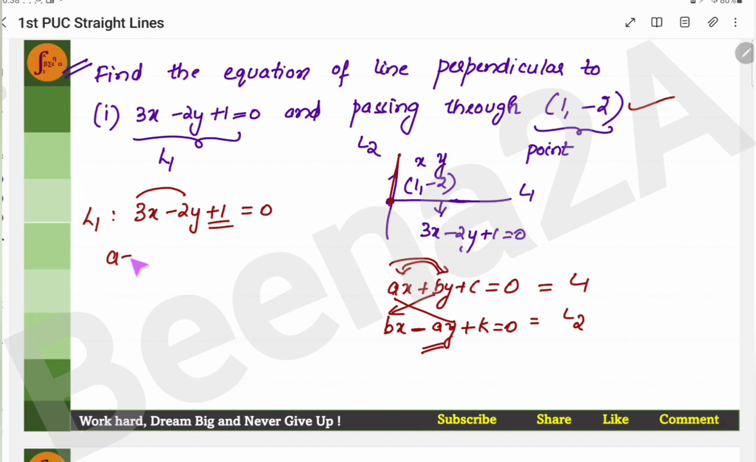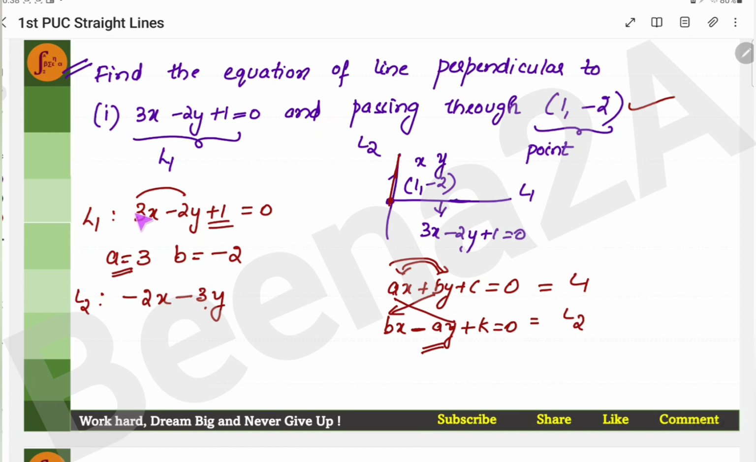So here we'll first put a. a is equal to 3. b is equal to -2. Right? So now what will be the equation of L2? Let me reverse a and b. So it should be bx. So b is -2x and it should be ay. Right? That is 3y. And the sign should be reversed here. For y, the sign should be reversed. So it should be -3y.